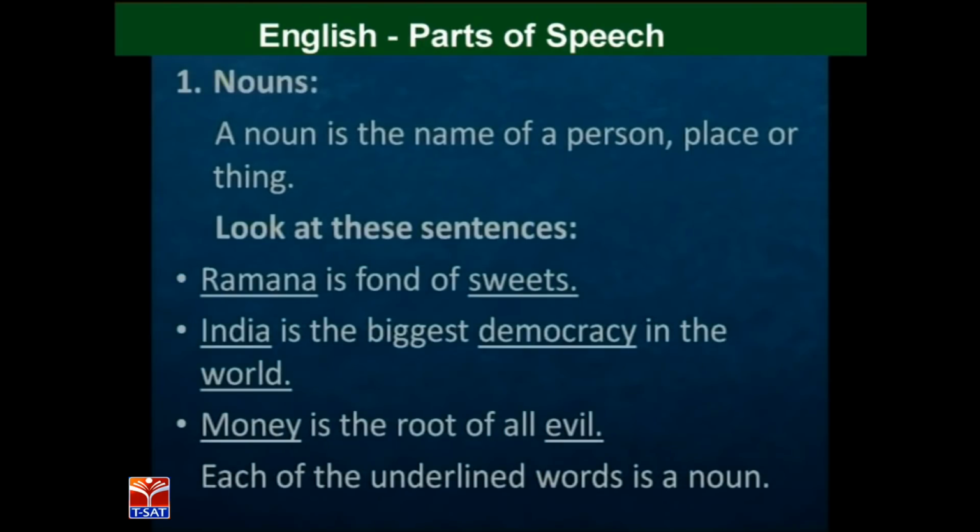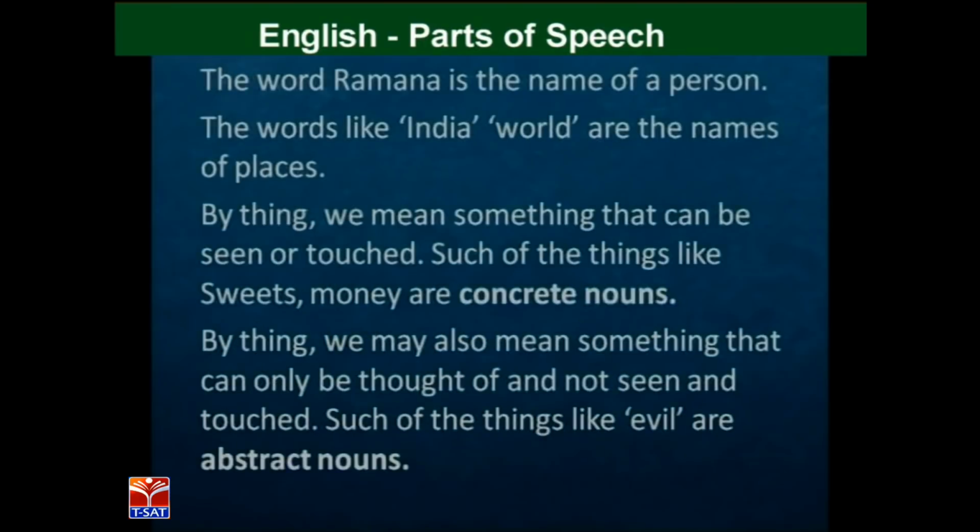Ramana is the name of a person. India is the name of a country. Money, evil, world, democracy, sweets, these are all nouns. The word Ramana is the name of a person. Words like India, world are the names of places. By thing, we mean something that can be seen or touched. Things like sweets and money, we can see or touch.